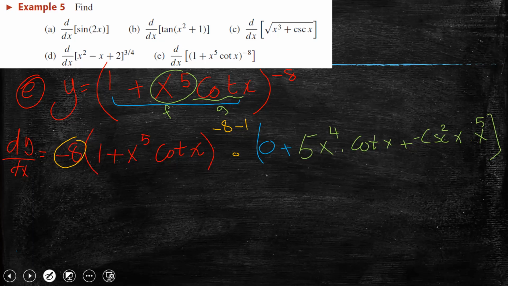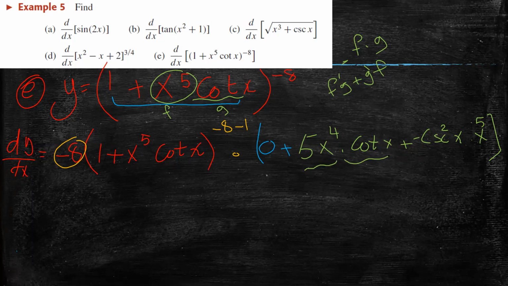Okay, here you have x raised to the power 5 times cotan. It's like f times g, so its derivative will be f prime g plus g prime f. So f prime is 5x raised to the power 4 times g, which is cotan x, plus g prime, which is the derivative of cotan, negative cosecant squared, times f, which is x raised to the power 5. This is the derivative of the inside. I finished now. Let's now simplify it.